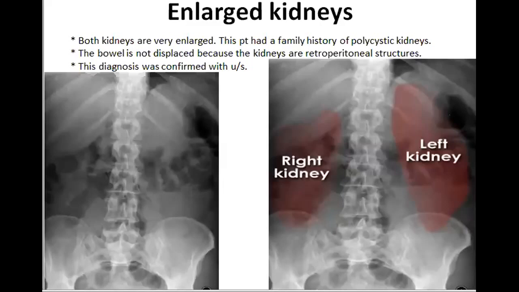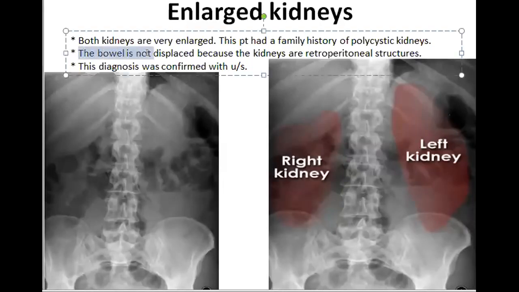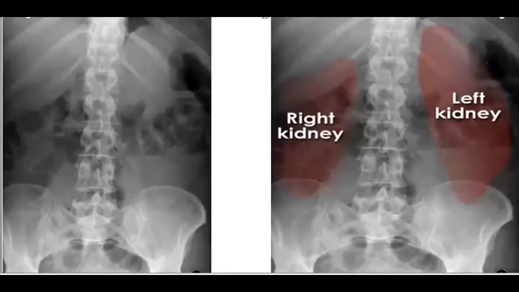And the thing that you are thinking here: why is the bowel not displaced? Because the kidneys are retroperitoneal structures. The bowel is not displaced because the kidneys are retroperitoneal structures. So you can see that the bowel itself is on the same side. Yes, no displacement.